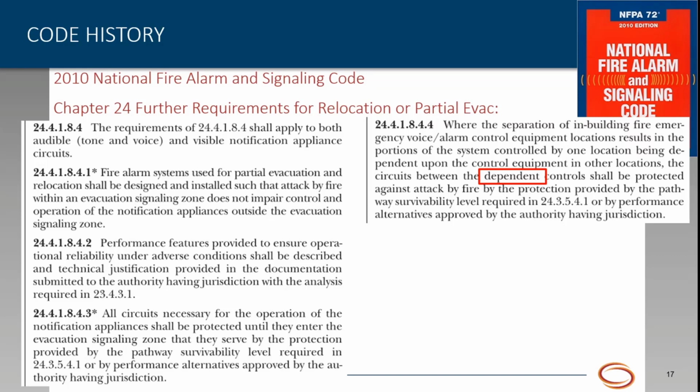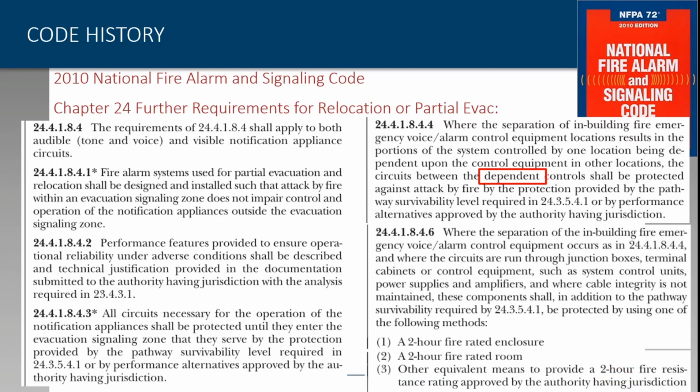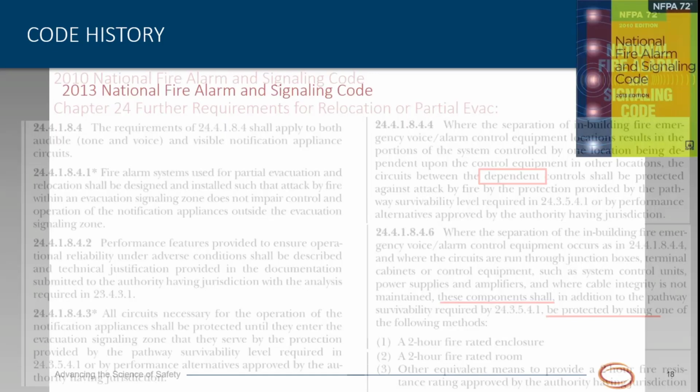Additionally, if this is true, then the dependent equipment needs to be in a 2-hour fire-rated enclosure, room or equivalent. So now it's not just the wiring. It doesn't make a lot of sense to send survivable wire to a piece of equipment that's not in a survivable room or enclosure or area. And this can be quite challenging to provide, certainly in some buildings.